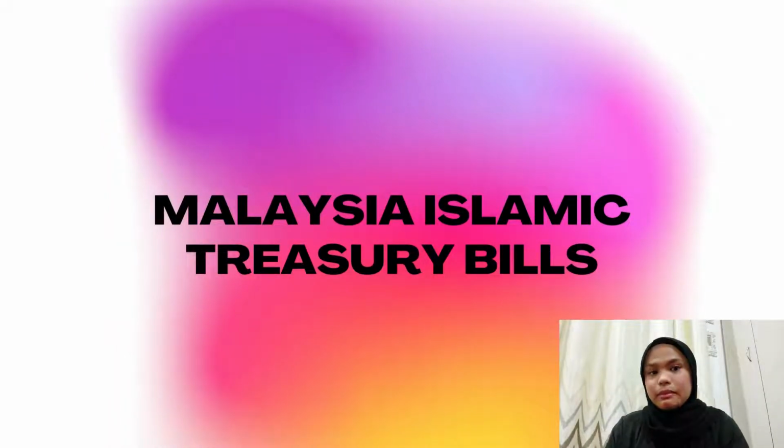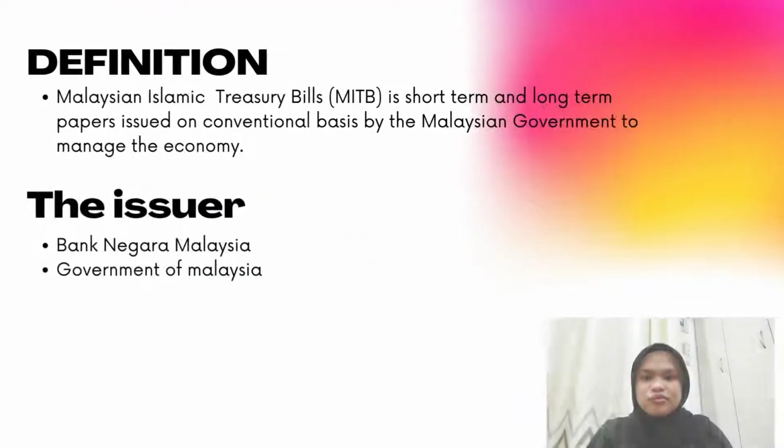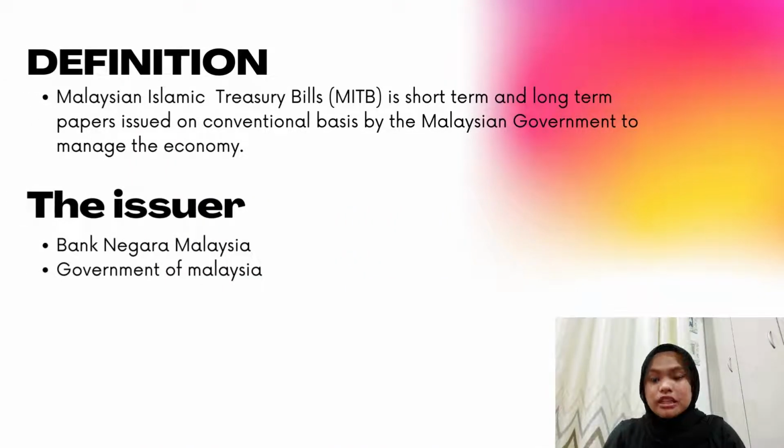Today I will explain about Malaysia Islamic Treasury Bills. Firstly, what is Malaysia Islamic Treasury Bills? Malaysian Islamic Treasury Bills is short-term and long-term paper issued on conventional basis by Malaysian government to manage the economy. There are two issuers. The first one is Government of Malaysia and the second one is Bank Negara Malaysia.